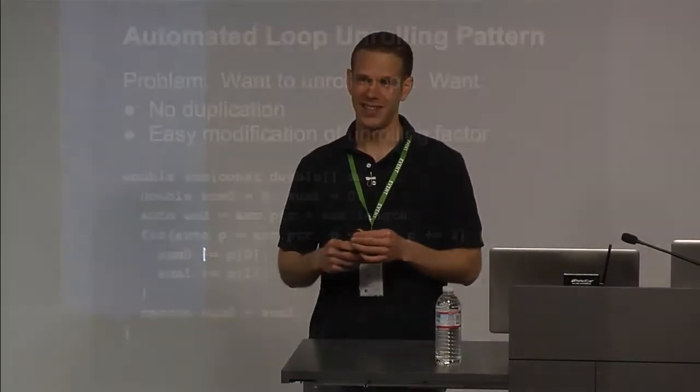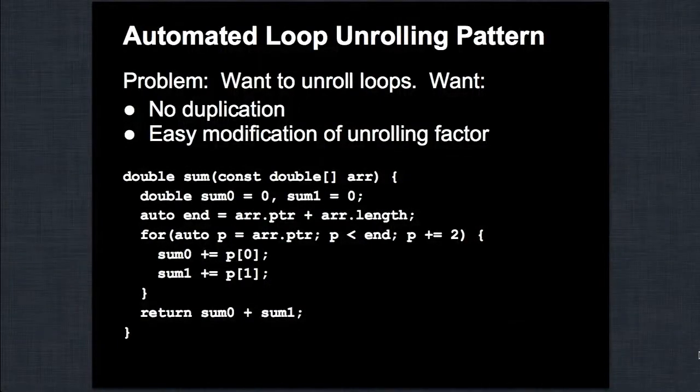Okay, so the last pattern I'm going to discuss today is semi-automated loop unrolling. Loop unrolling is still a useful optimization in some cases nowadays, even on modern CPUs with pipelining and good branch predictors and everything, if it breaks dependency chains, especially dependency chains that the compiler is not even in principle allowed to break because of the way floating point works.